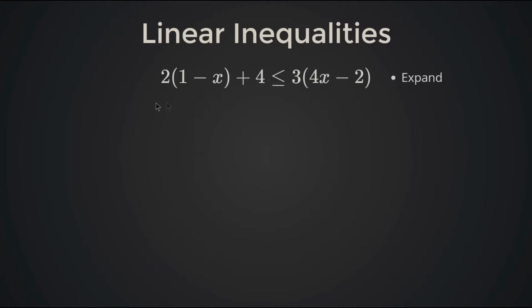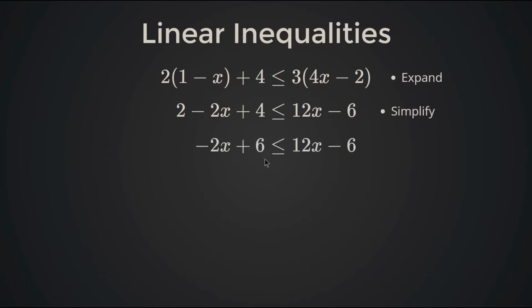So starting off with this linear inequality, let's expand and distribute so we can get rid of the brackets and combine like terms. So distributing the 2 in and the 3 into the brackets, we can next quickly combine like terms just to make it easier for us to read. So the 2 and the 4 on the left side will be a 6. And now, isolating for x, we can subtract 6 from both sides and subtract 12x from both sides. And we'll have negative 14x is less than or equal to negative 12.